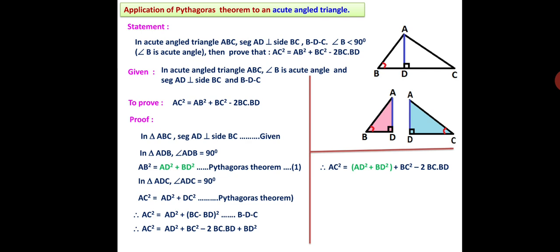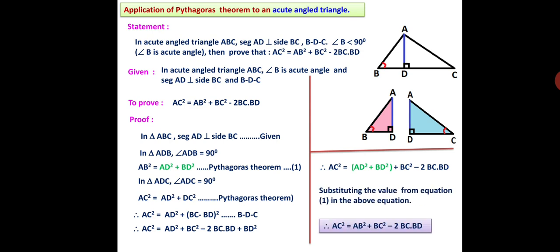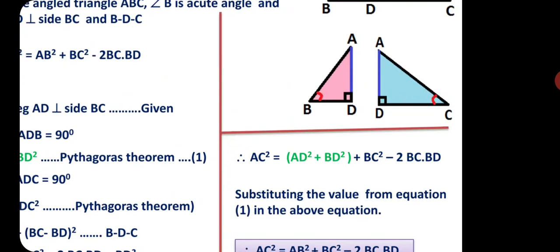Friends, here AD square plus BD square is nothing but AB square that you get from equation number 1. Therefore, we will substitute that in the above equation. We get AC square is equal to AB square plus BC square minus 2BC into BD. This is what was required to prove. So, we will continue with application of this Pythagoras theorem on an obtuse angled triangle.